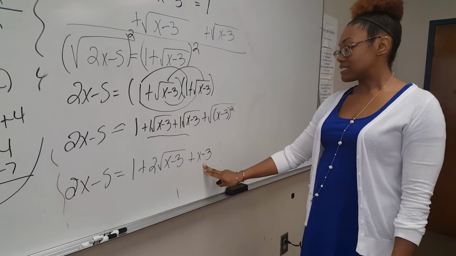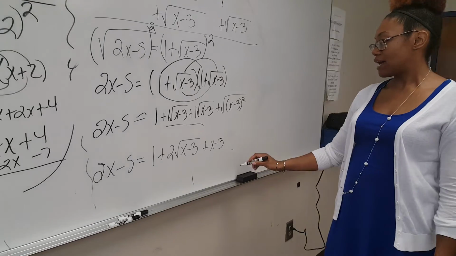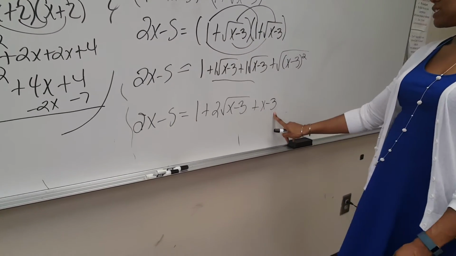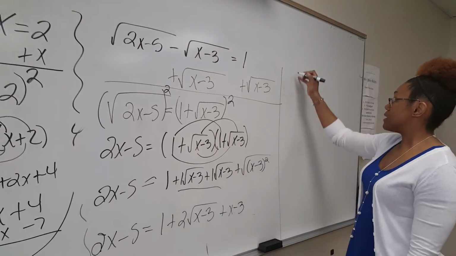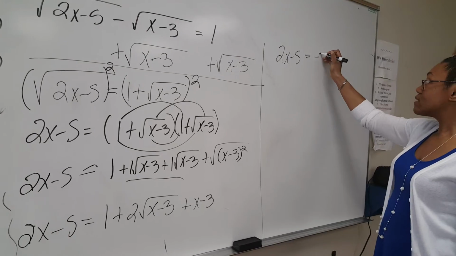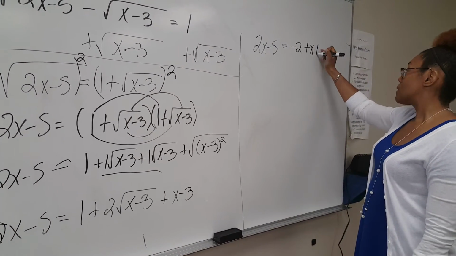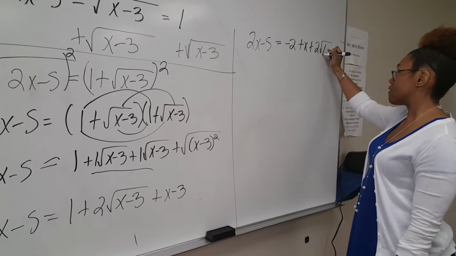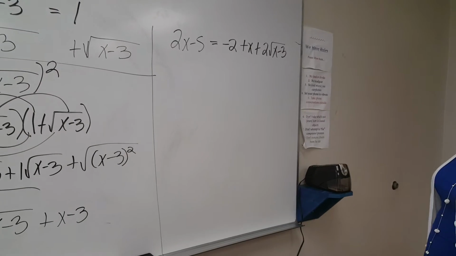So can I combine something together also again on this right-hand side? I surely can. This 1 and this negative 3. So this will now give me 2x minus 5 equals negative 2 plus x plus 2 square root of x minus 3. Whew. Still got a bit to go.